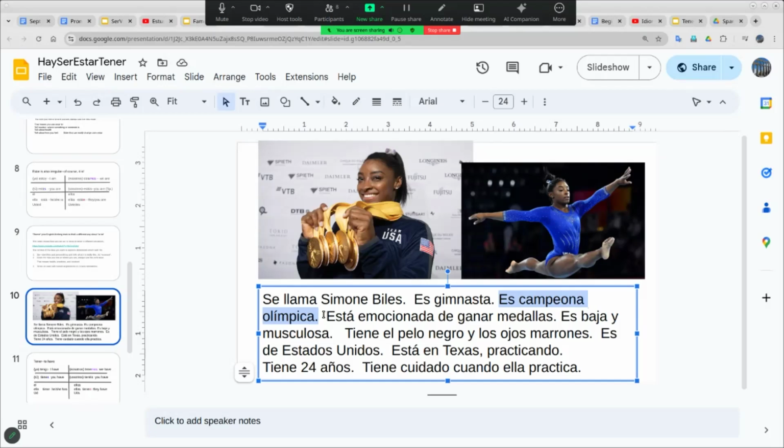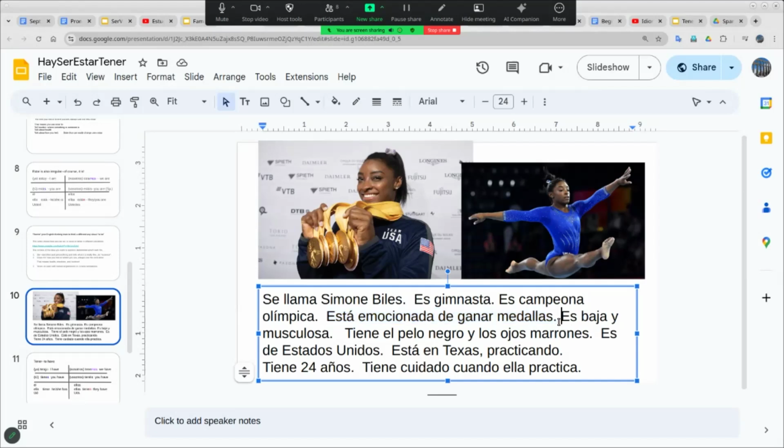Now I'm going to talk about how she feels. She won a bunch of medals. Está emocionada de ganar medallas. She's excited to have won a bunch of medals. Está emocionada. How you feel or where you are, always use the verb estar.